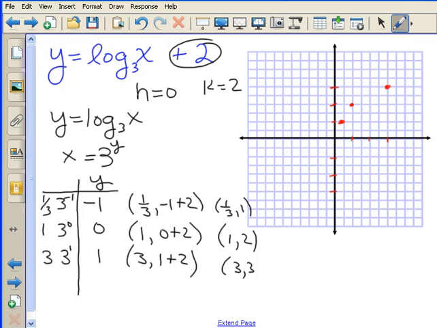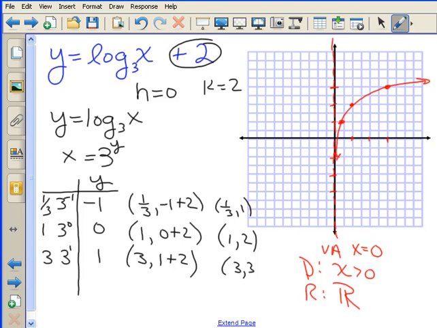Since h is 0, our vertical asymptote is still the y-axis, x equals 0. We can sketch our graph now, approaching that vertical line and continuing out through the points. Our domain is going to be x greater than 0, and our range again is all real numbers. So this was an example where we had a k value.